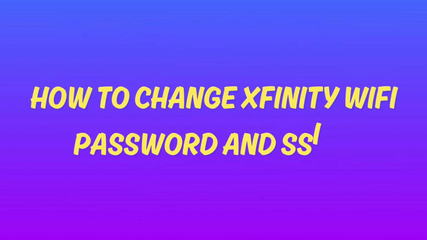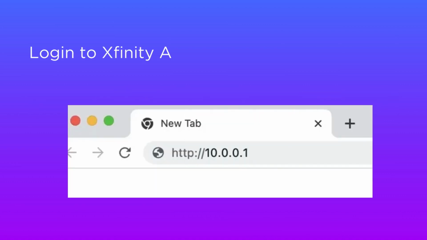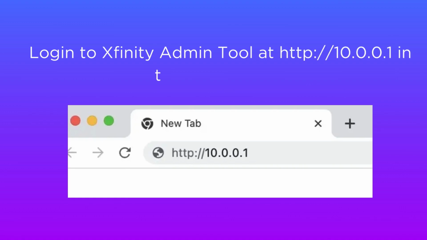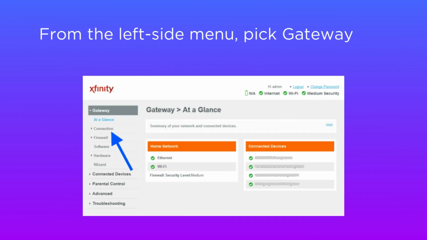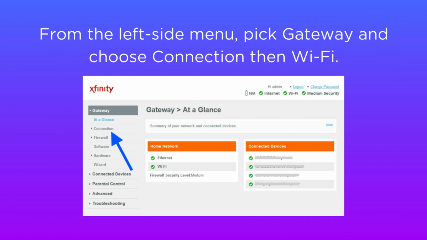How to change Xfinity Wi-Fi password and SSID. Log in to Xfinity Admin tool at http://10.0.0.1 in the address bar. From the left side menu, pick Gateway and choose Connection and Wi-Fi.